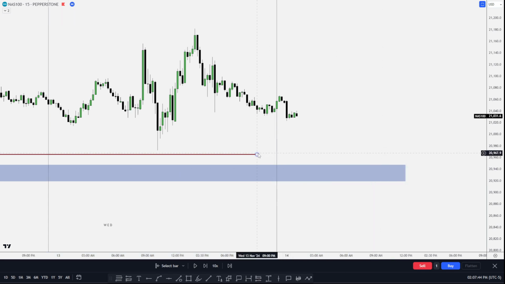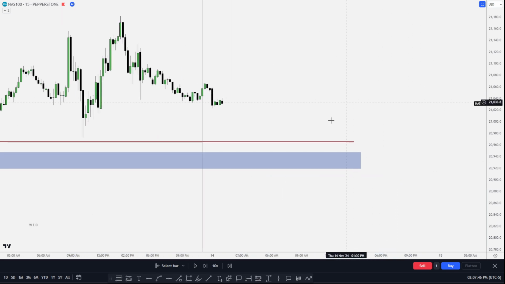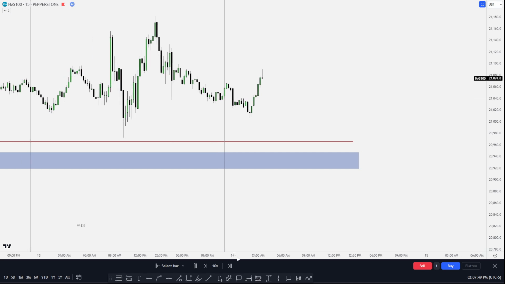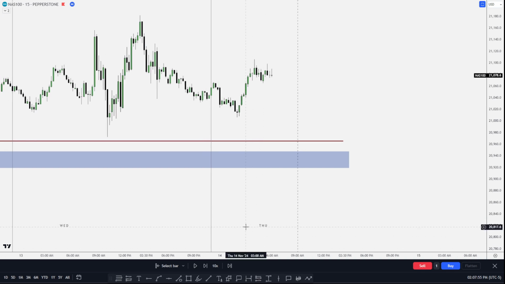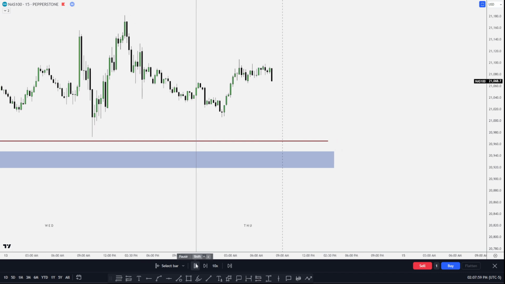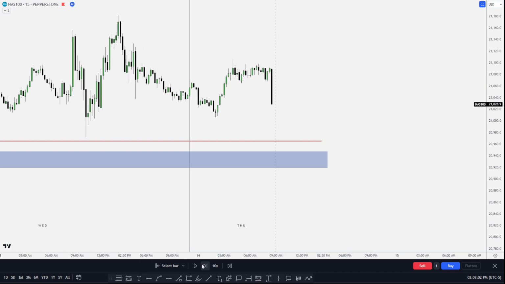So let's move these to the next day. Like I said, around 9, 8 is where I'm gonna do my analysis. I prefer 9 because I don't like to get up at 8 exactly to do it. But that's on you. So for me, we're gonna go 9.